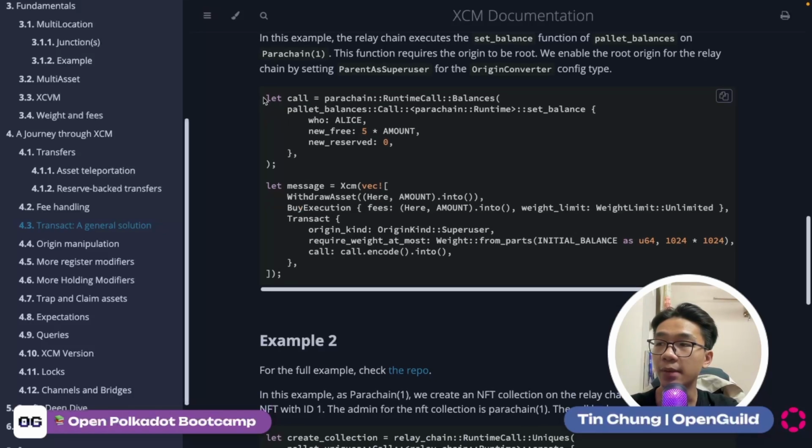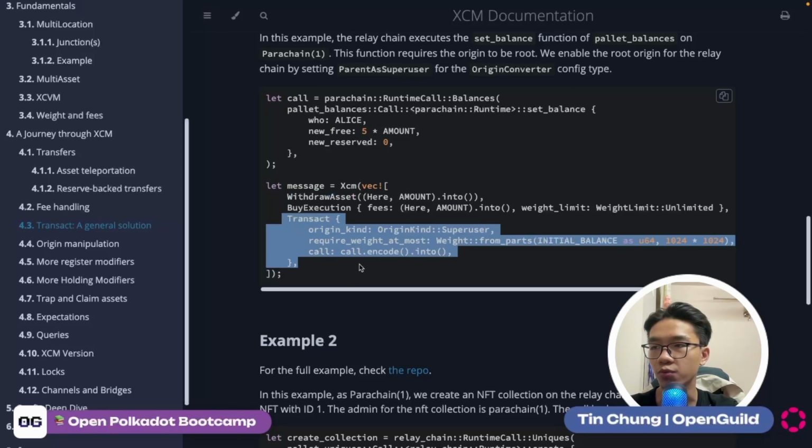The first example for Transact is a balances call. You want to set the balance of the native token of Alice to 5 multiplied by the amount. Then you can call a withdraw asset by the execution and then Transact that call to populate that amount to the Alice account using the Transact.